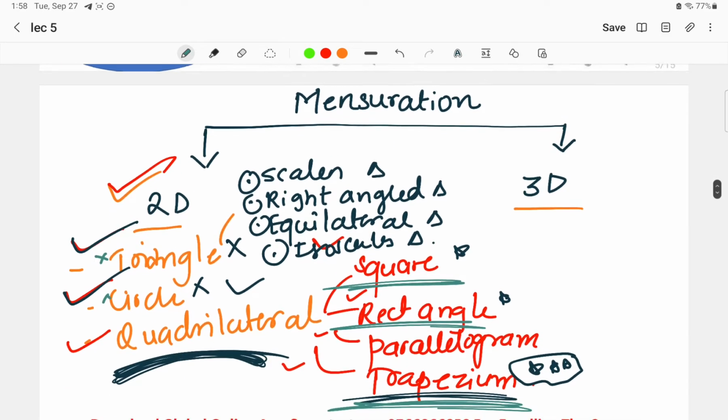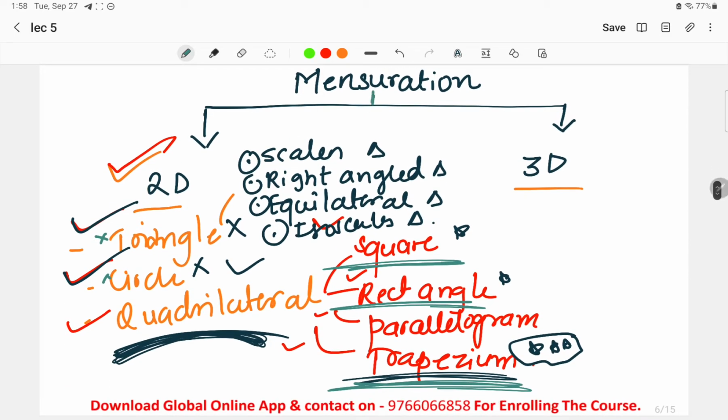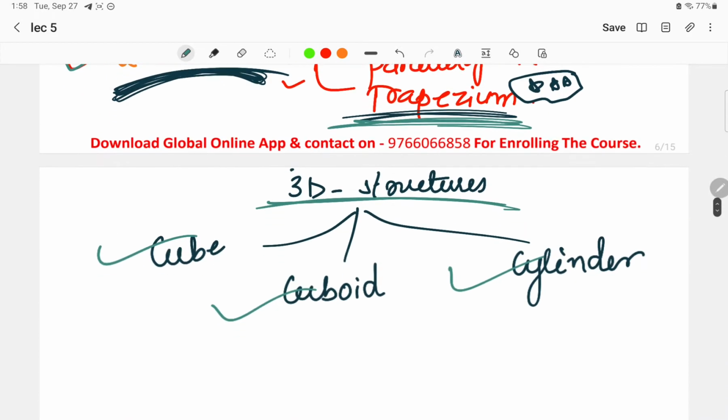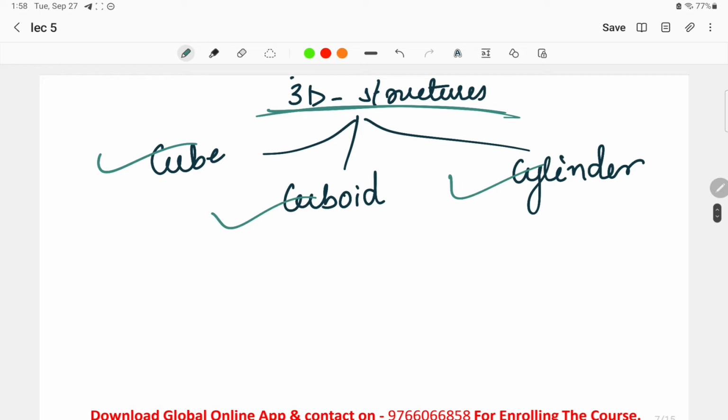This was all about the introduction regarding the mensuration. As I told you, in mensuration we'll discuss two basic structures, that is two-dimensional structures and three-dimensional figures. Okay, so in two-dimensional figures what we find is different types of figures like triangle, circle, and quadrilateral. In triangle there are different types of triangles, scalene, right angle, equilateral, and isosceles. Okay, in circle we will discuss the formulas later on. In quadrilateral, the specific structures that we'll discuss are square, rectangle, parallelogram, and trapezium. Okay, nextly in 3D structure, cube, cuboid, and cylinder, these are the 3 structures that we have to keep in mind. Now this was all about the introductory part.